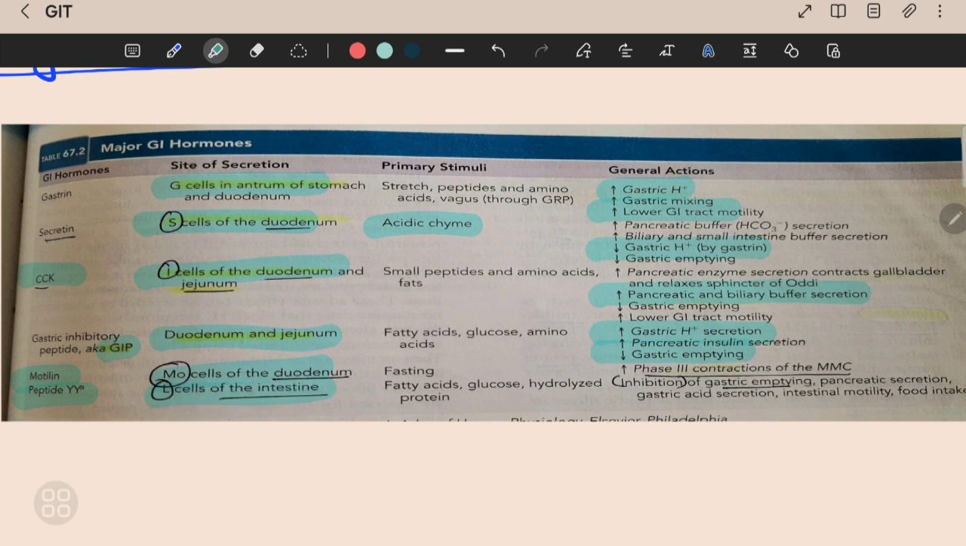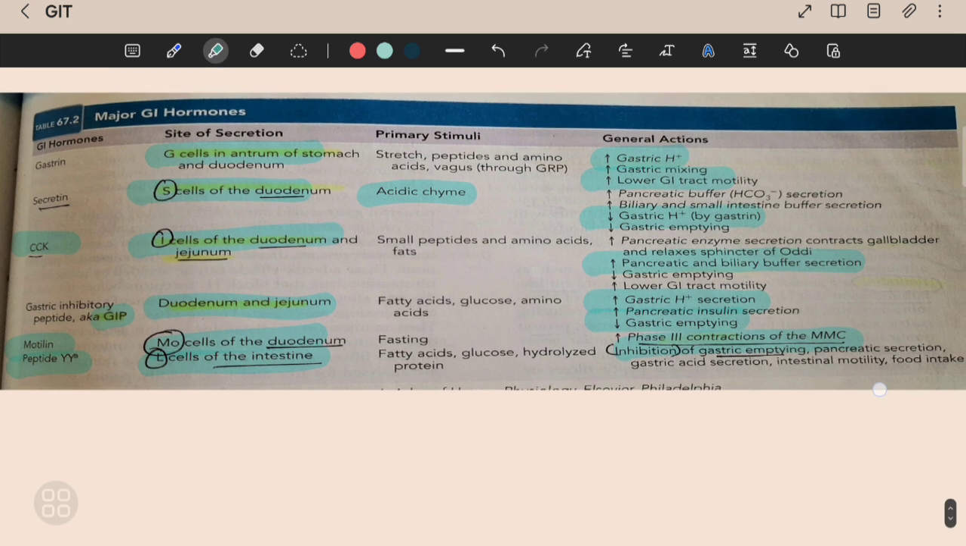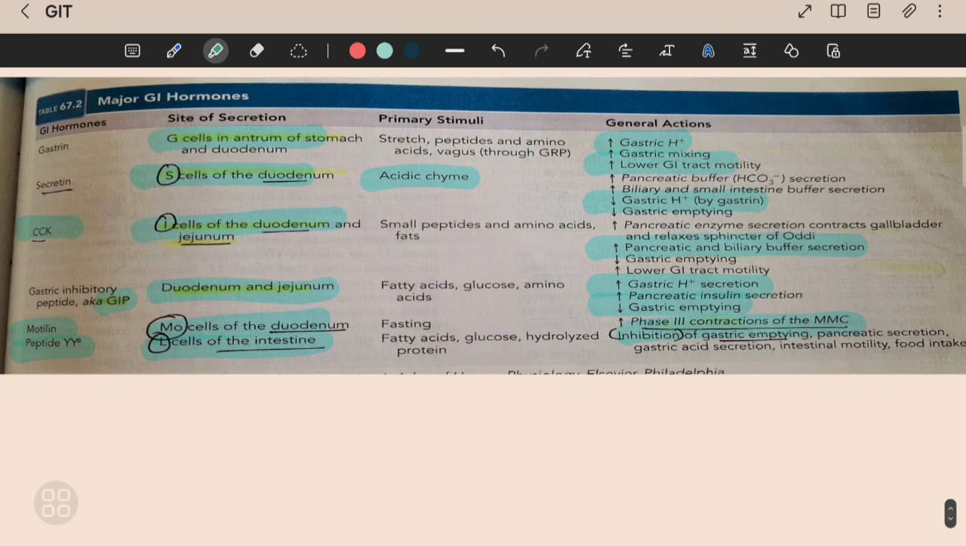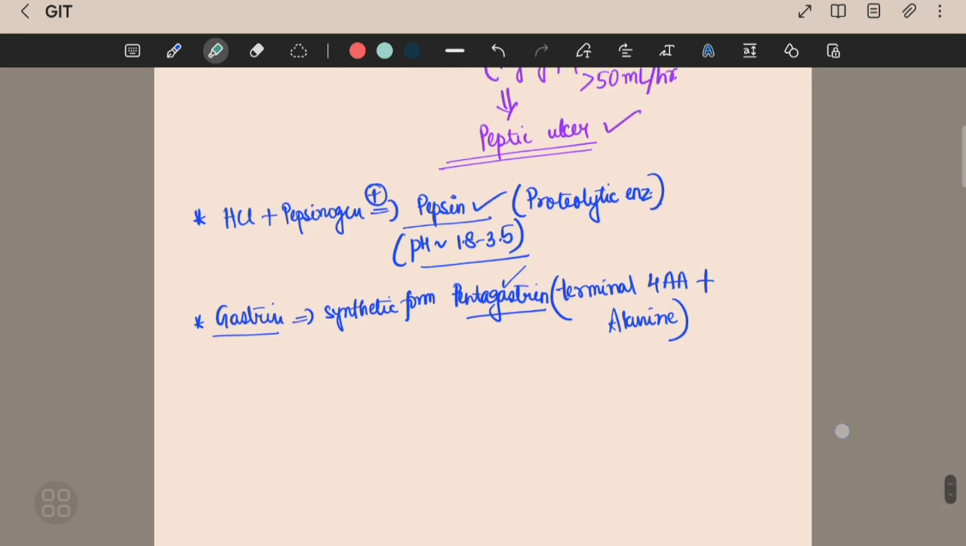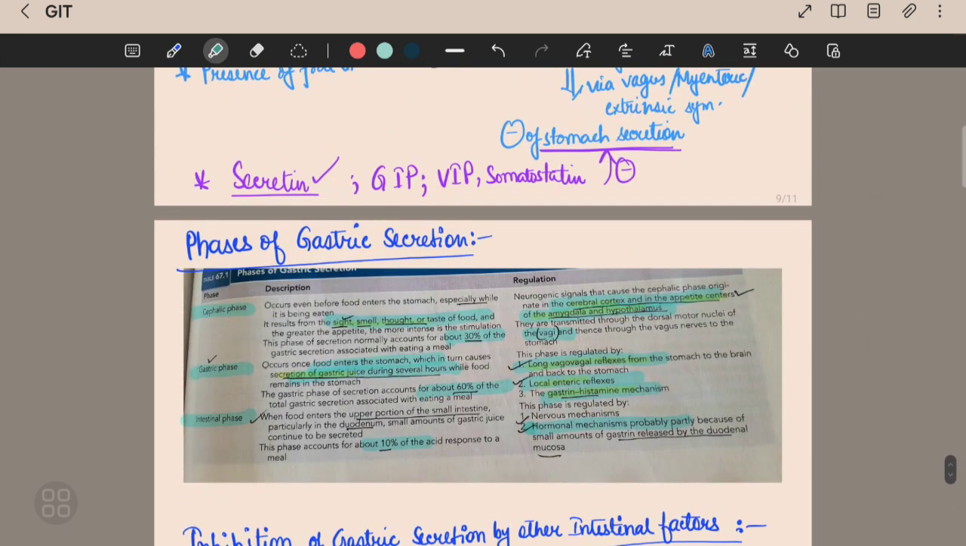Motilin and peptide YY are released from the M cells of the duodenum and L cells of the intestine, and they mainly act in the phase 3 contraction of the migrating motor complex, MMC. I will discuss that in the next part, but remember it is very important. Production of motilin happens whenever there is no food, in the fasting stage, with the development of certain impulses. That is the migrating motor complex that I will discuss later. So with this, we have ended gastric acid production. A small topic is left, the migrating motor complex, which I will discuss in the next video.